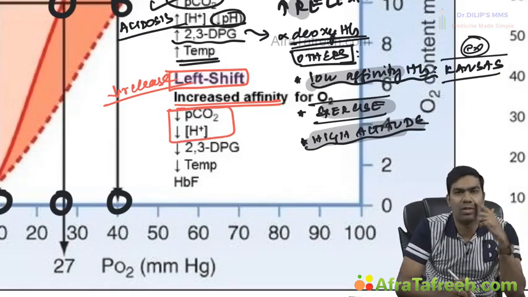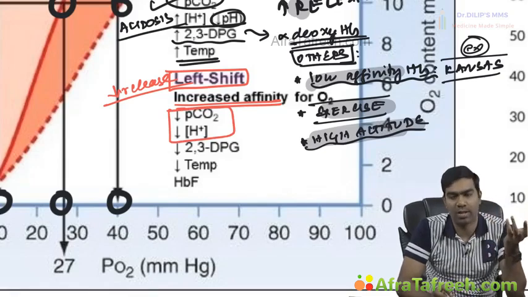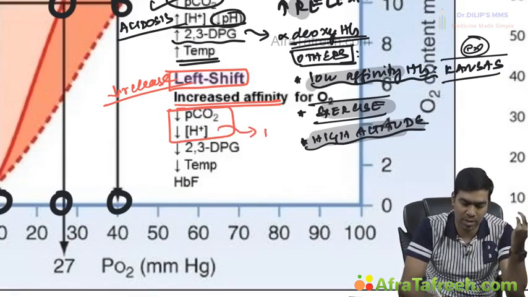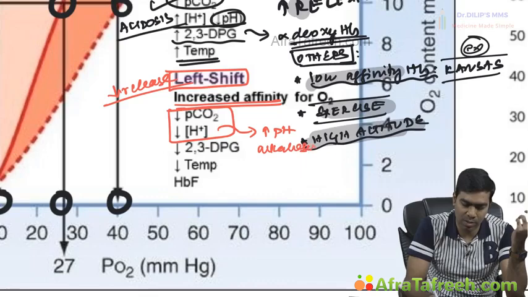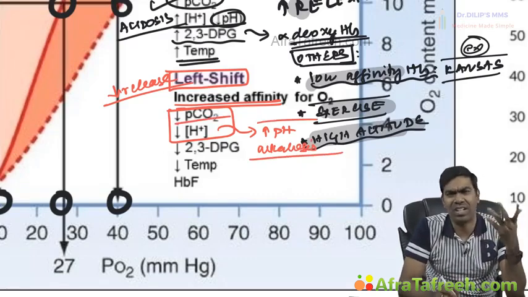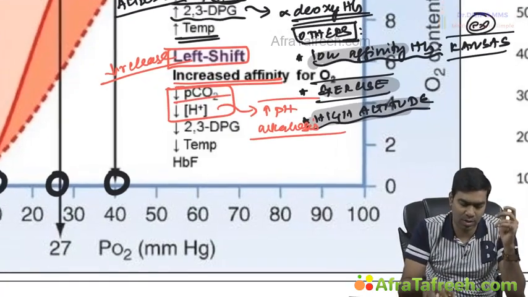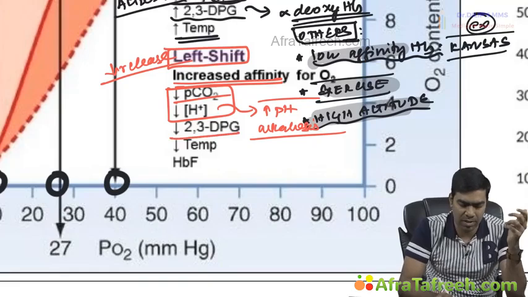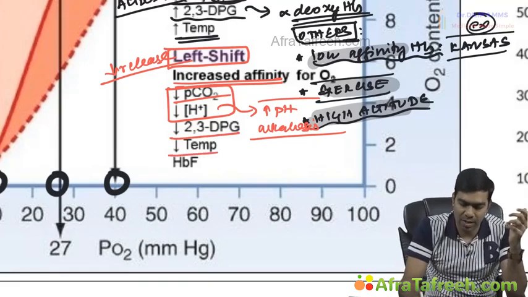This is very obvious, whenever your CO2 is decreasing or H plus concentration is decreasing, that is what we call increased pH, and that is what we call alkalosis. In this condition, definitely the ODC is going to be shifted towards the left. And low CO2, respiratory alkalosis, definitely will shift the ODC towards the left. Similarly, reduced 2,3-BPG, reduced temperature, and very importantly, some alterations in the hemoglobins are also there.